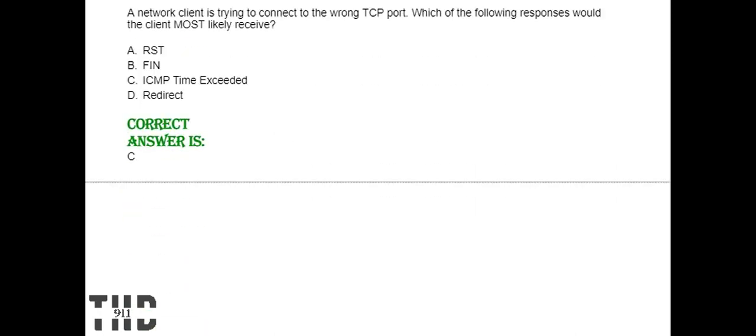The network client is trying to connect to the wrong TCP port. Which of the following responses would the client most likely receive? Option A, RST. Option B, FIN. Option C, ICMP time exceeded. Option D, redirect. The correct answer is option C.